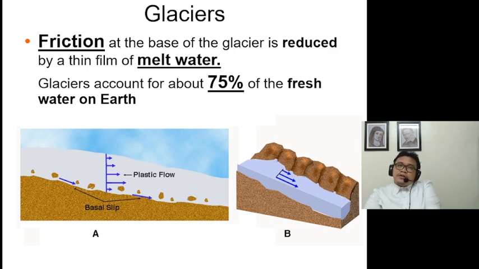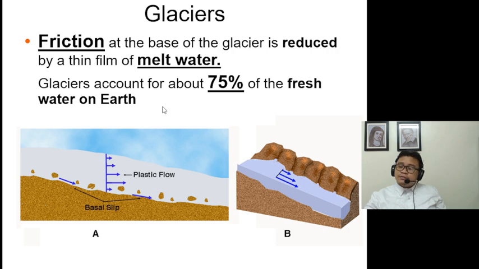In fact, no, these glacial striations were one of the important evidences that were used by Alfred Wegener in his concept of continental drift theory, which helped pave the way for the development of the modern day plate tectonics theory. And glaciers account for about 75% of the fresh water on Earth.